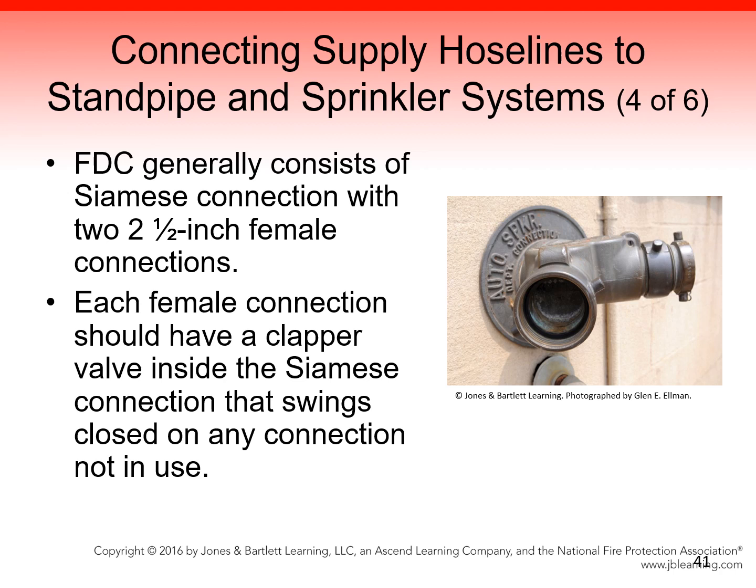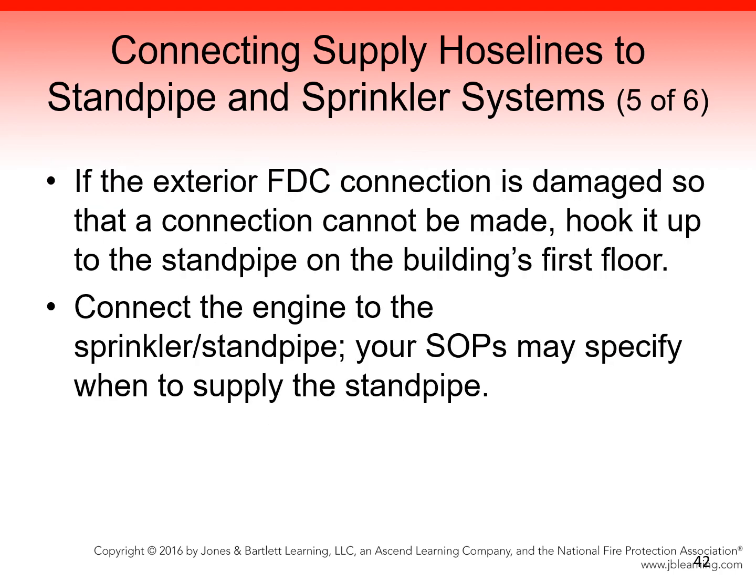Depending on the fire department's SOPs, it is generally recommended that both or all connections to the FDC be used when supplying a standpipe. If the exterior FDC connection is damaged such that a connection to it is impossible, an accepted practice is to hook up to the standpipe discharge on the first floor of the building. This may allow you to connect only one line into the standpipe, but better one line than none at all.